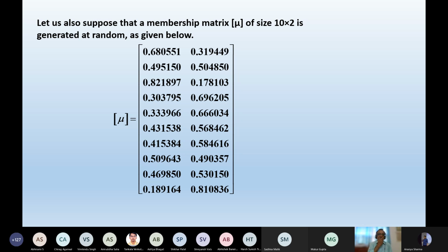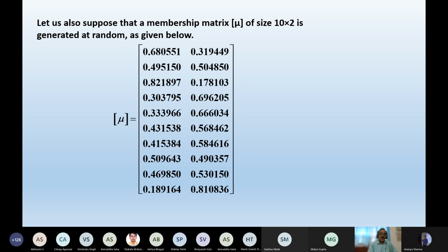Now, this particular slide shows the mu matrix generated at random using the random number generator. And what is the size of this particular membership matrix mu? The size is 10 cross 2. Why is this 10 cross 2? Because here I have 10 data points and there are 2 clusters. So for each data point, I have a membership function value with cluster 1 and another membership function value with cluster 2. And the sum of these 2 membership function values will be equal to 1.